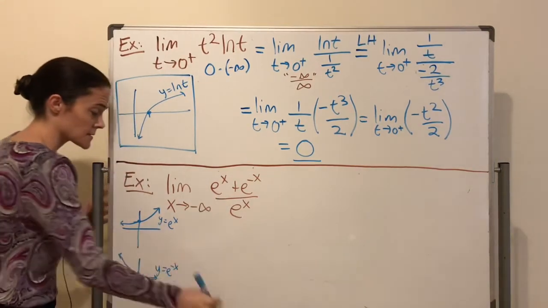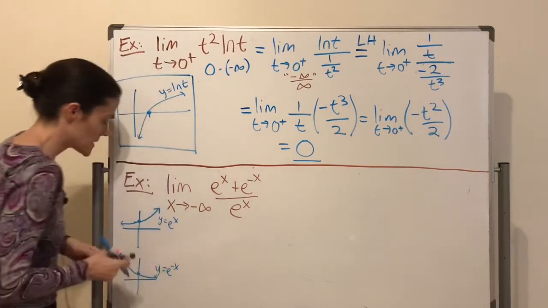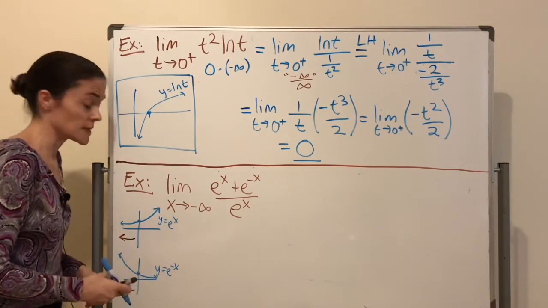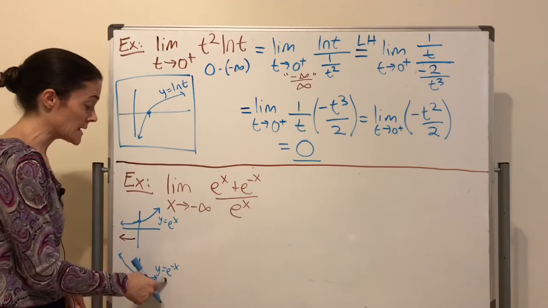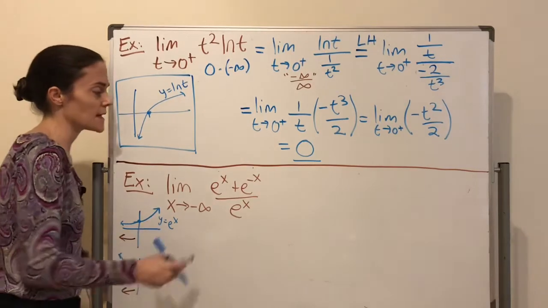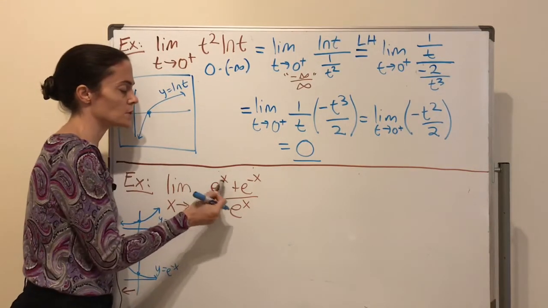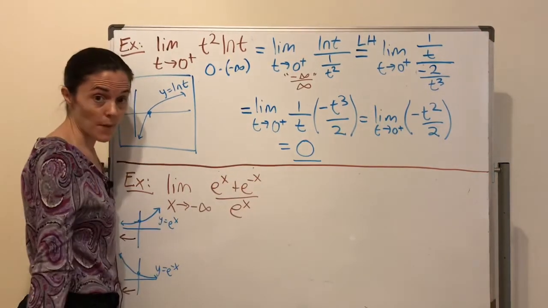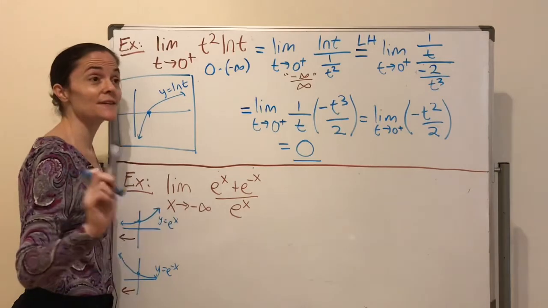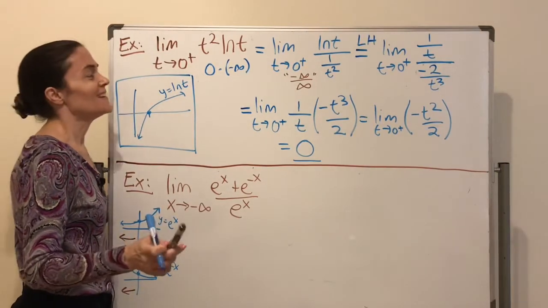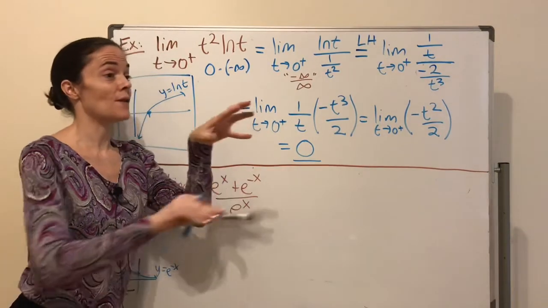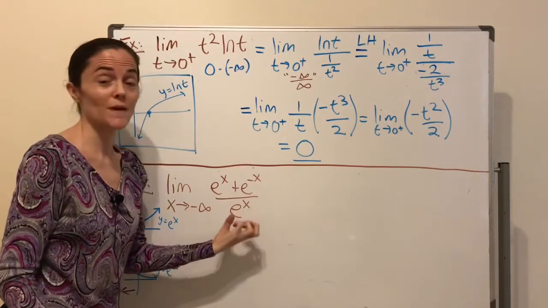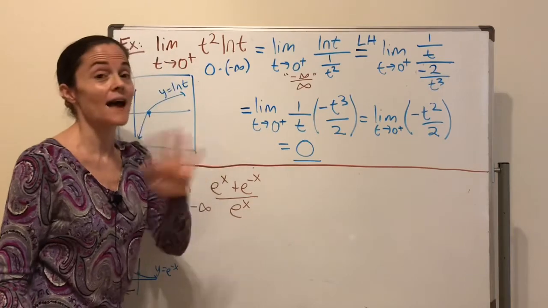e^x going in this direction, this is where we're looking, this way and this way. e^x approaches 0. e^(-x) approaches infinity. So here, this numerator is growing without bound, and the denominator is going to 0. If you think about it, growing without bound divided by going to 0 will go to infinity, just thinking. And it's not L'Hopital.